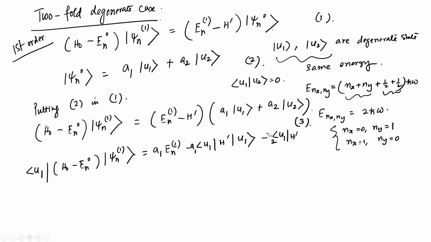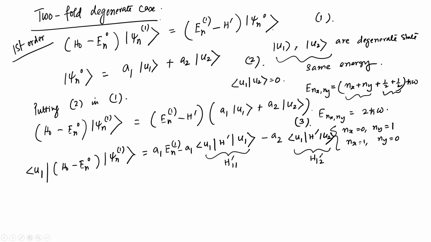I hope these do not look confusing. So, let me write it again. So, this is actually A1, A2, and then you have u1 H prime u2. Okay. All right. So, now calling these H prime 1 1, because that is a matrix element between these states, the unperturbed degenerate states. This is H prime 1 2.